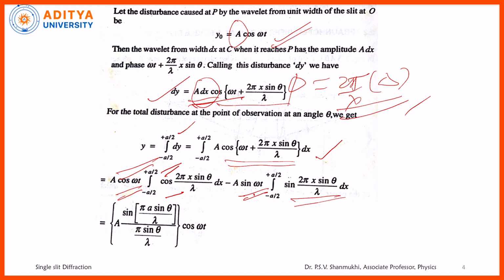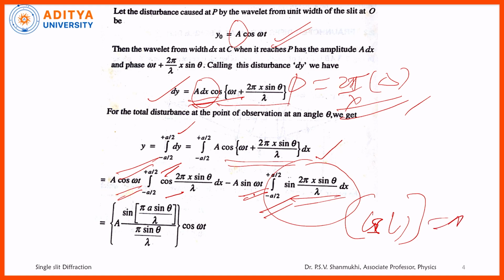Integrating, we know the integral of sin theta is minus cos theta, and the integral of cos theta is sin theta. If you integrate the sine term, you will get a cos term. What are the limits? Minus a by 2 to a by 2. Cos is symmetric between minus x to x, so when you substitute the limits, you finally get this term as 0. For the other term, the integral of cos nx dx is sin nx by n; substitute the limits minus a by 2 to a by 2.